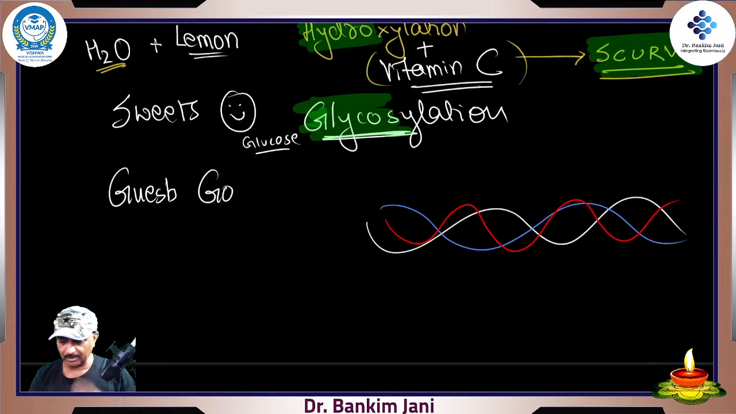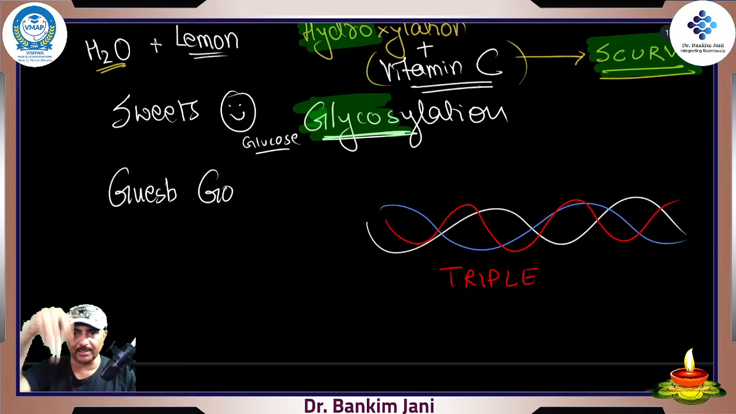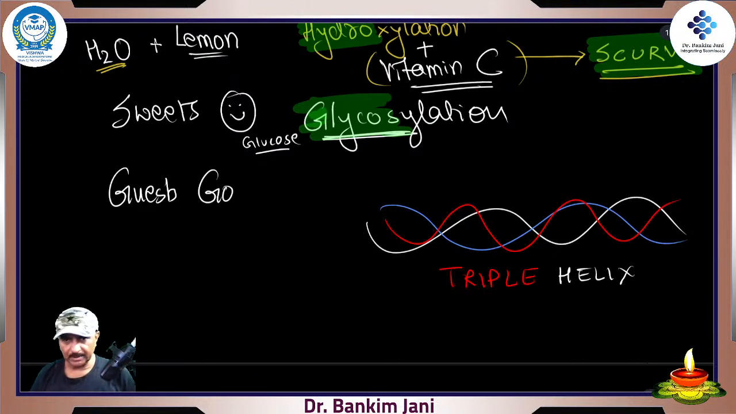So can we call it triple? Yeah. What's the big rocket science in this? This is triple. This is helical formation, right? Helical, right? So triple helix. Theek. But these chains, they will be separate, right? If there is no bonding between them.